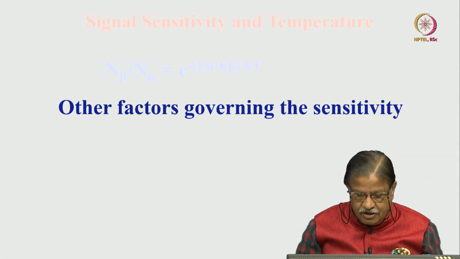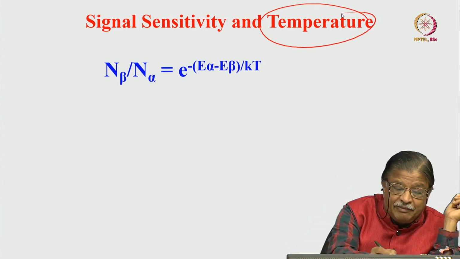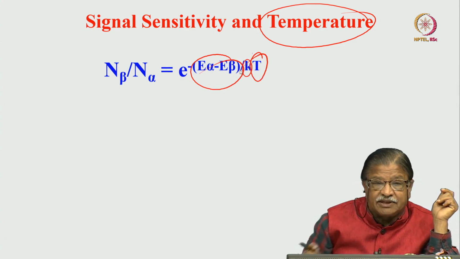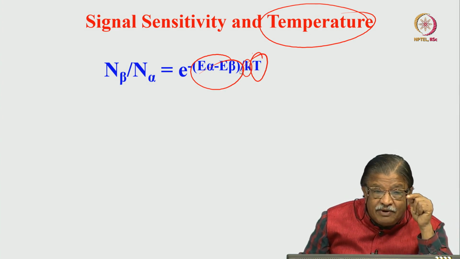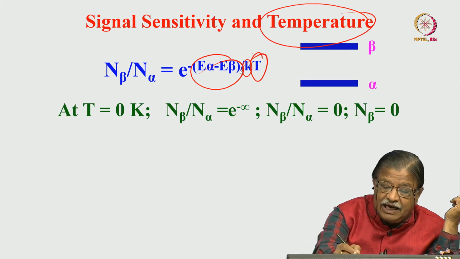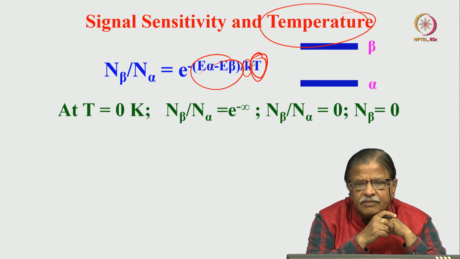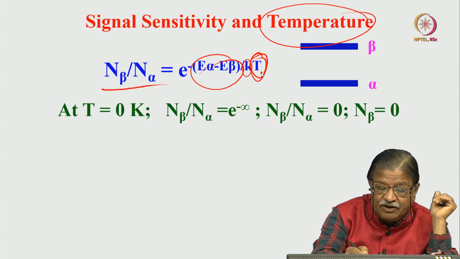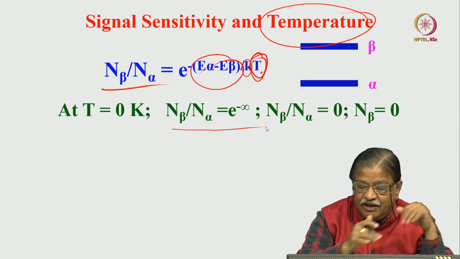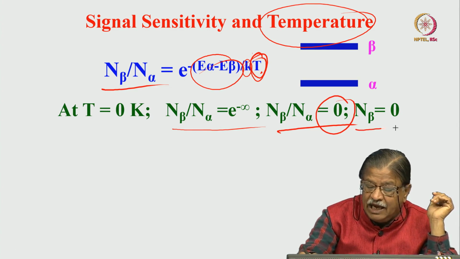There are other factors. One is temperature. Remember n beta by n alpha is e to the power of minus delta E over kT, k is the Boltzmann constant, T is the temperature. Remember in this equation T is in the denominator. Now what happens? Let us put some value, T as 0. Let us say I go to T equal to 0 K. I calculate the population. Now because T is equal to 0, n beta over n alpha is e to the power of minus infinity, which otherwise is 0. So when n beta over n alpha equals 0, n beta equals 0.